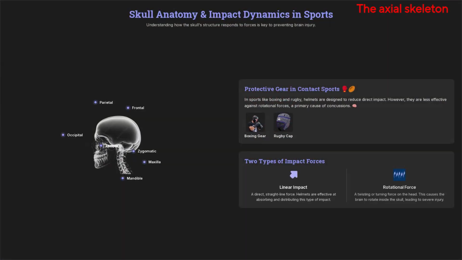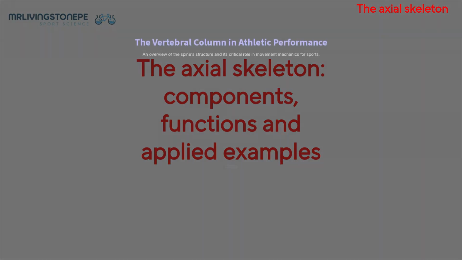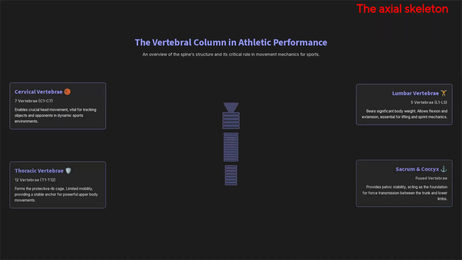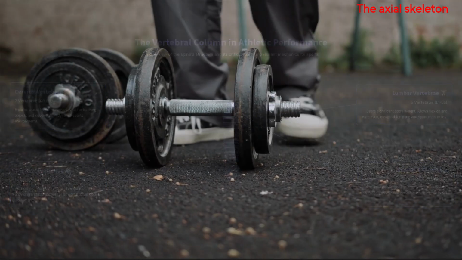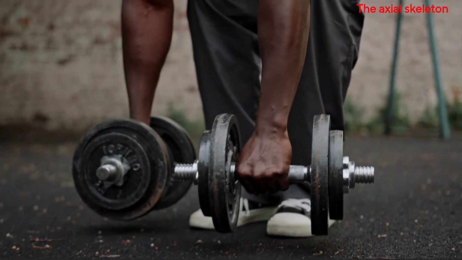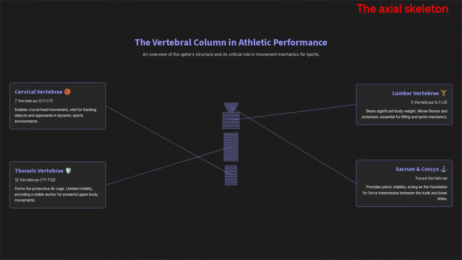In contact sports like boxing and rugby, helmet design reduces linear impact forces, but rotational forces causing concussions remain challenging to prevent. The vertebral column includes 7 cervical vertebrae, enabling head movement, crucial for ball tracking in sport, 12 thoracic vertebrae, forming the protective rib cage with limited mobility, 5 lumbar vertebrae, bearing body weight and enabling flexion/extension, vital for lifting and sprint mechanics, plus the fused sacrum and coccyx, providing pelvic stability for force transmission to lower limbs.